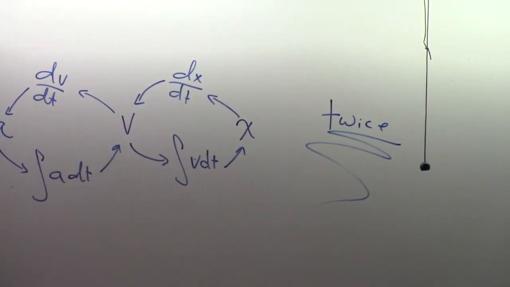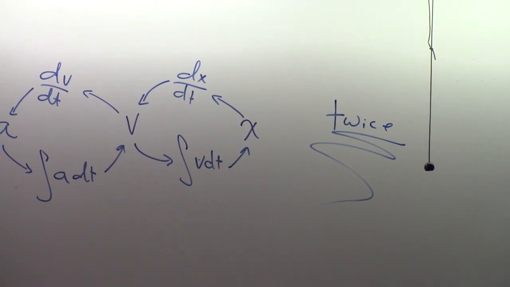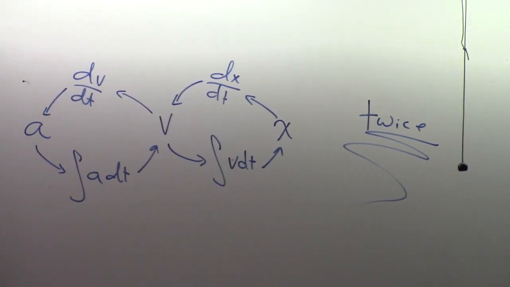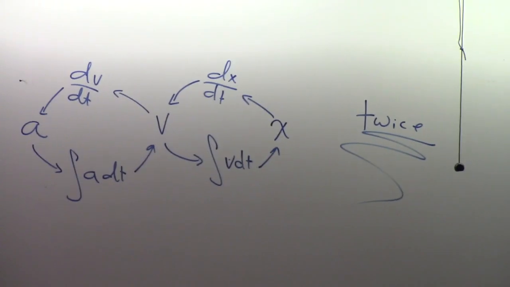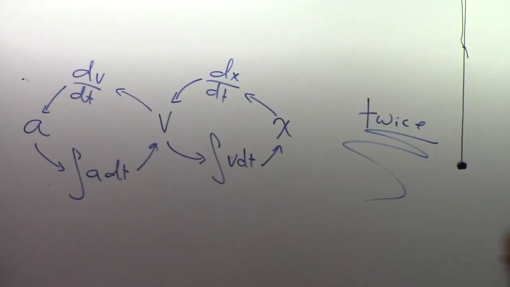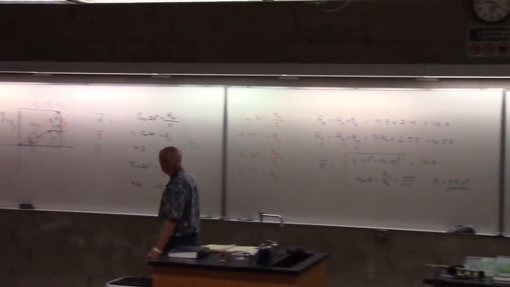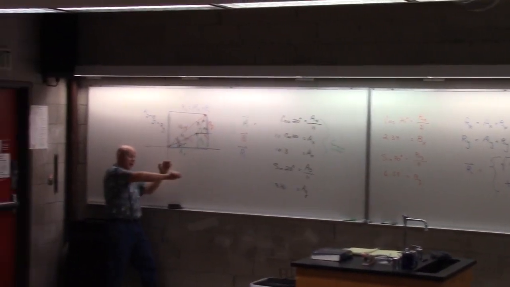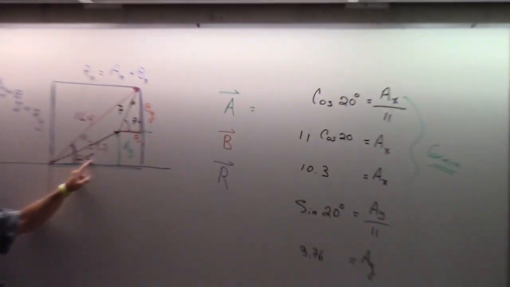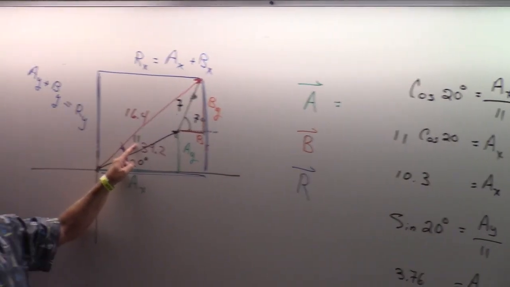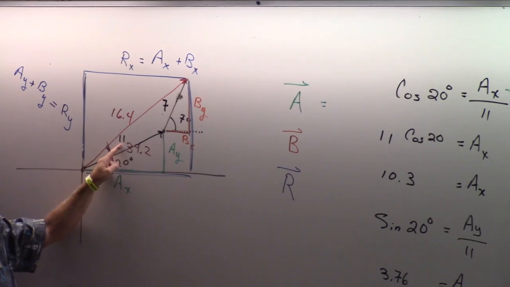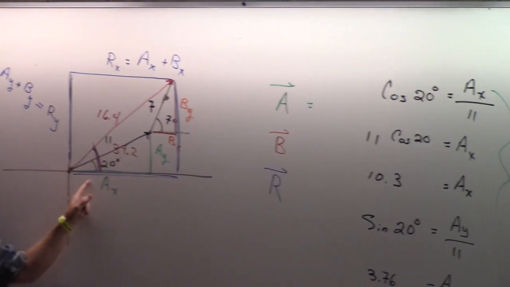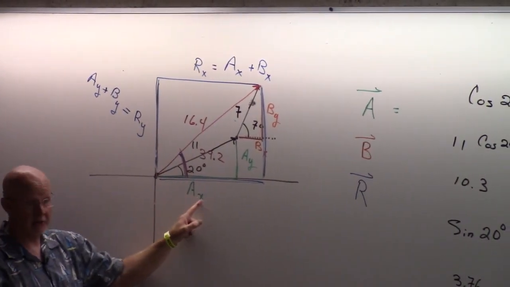Do it once for how it moves on the x-axis, and do it once for how it moves on the y-axis. But here's going to be the harder new step. When you begin a problem, the first part of it might say you throw a ball at 20 degrees with a speed of 11. So your first step is to ask, what is the speed in the x direction?